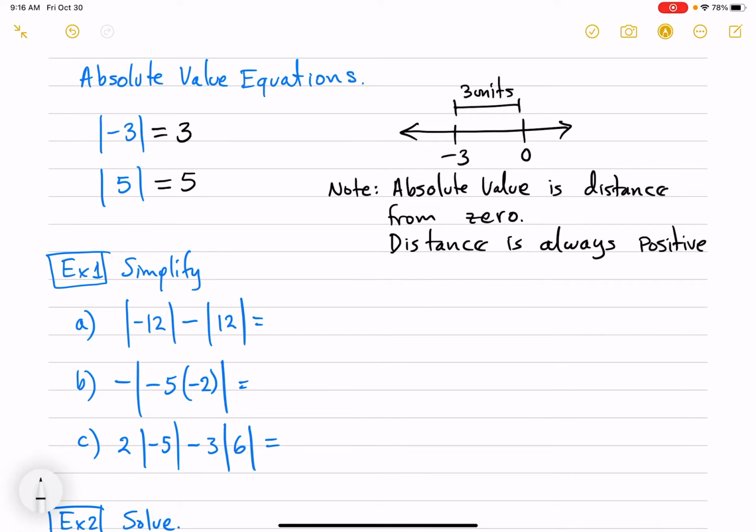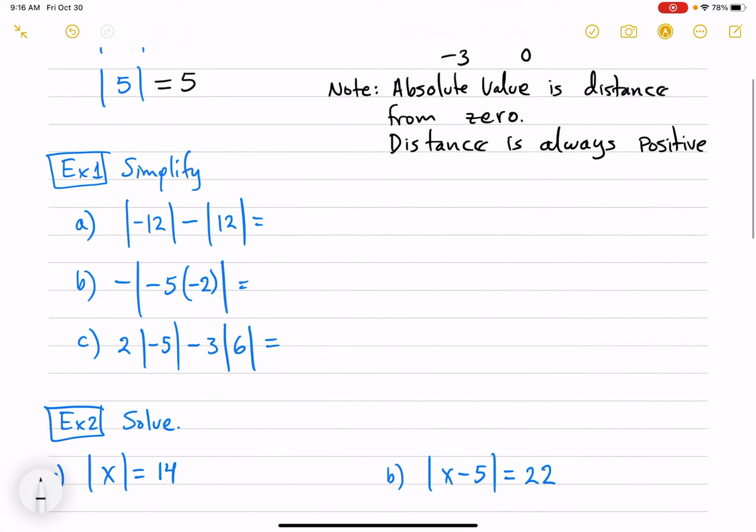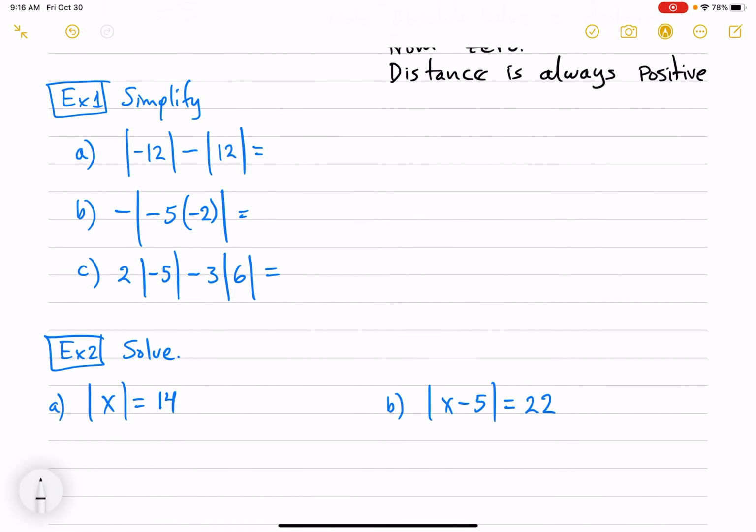So with that in mind, let's do our first example. How do we simplify these expressions? The first thing we're going to do is simplify each of the insides of the absolute value bars. Here we're taking the absolute value of -12, which is a distance from 0 of 12, minus the absolute value of 12. The absolute value of 12 is also 12. So here we have 12 minus 12, which simplifies to 0. Feel free to pause this video and think about the solutions.